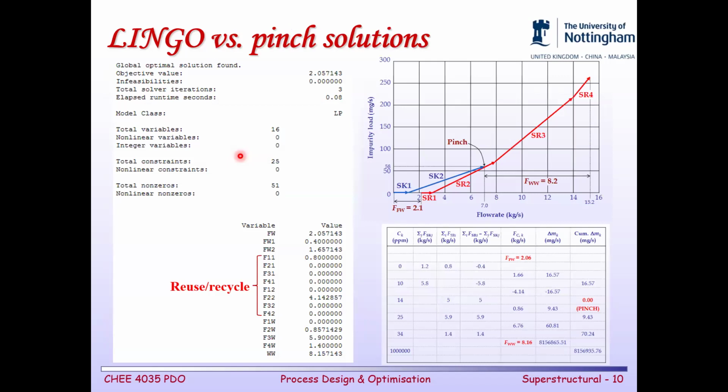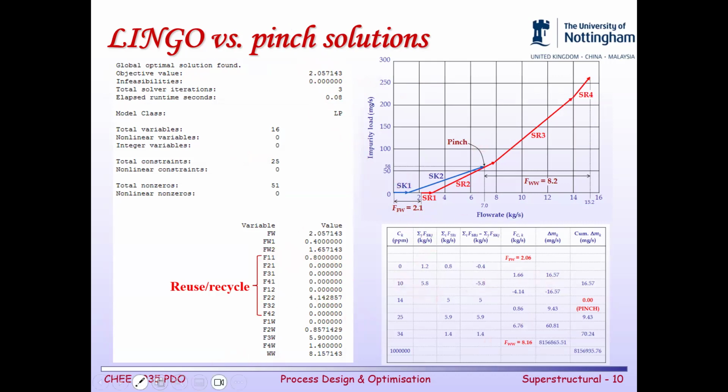All right. So after solving the problem, you should get the following answer. It's a linear programming model. The objective value is this one, so this would refer to the freshwater flow rate. And these are the streams that will reuse or recycle.